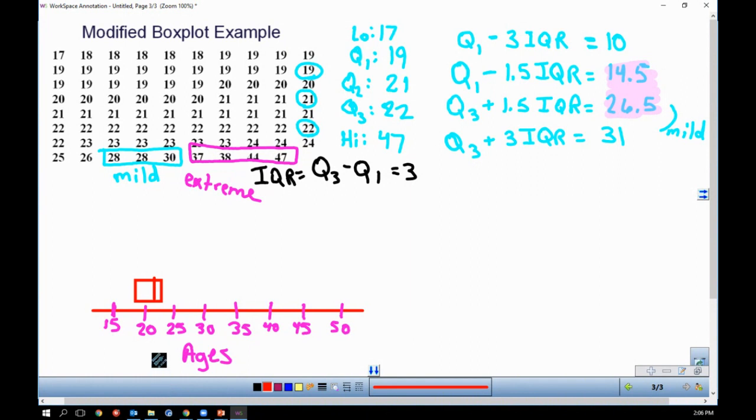Okay, now for our whiskers. For the whiskers, on the low end, do I go all the way to 14.5 or do I stop before then? Because I can draw whiskers all the way to 14.5, but do I need to? You go to 17. I just go to 17 because that's where I stop. So I don't even go very far out before I have to stop.